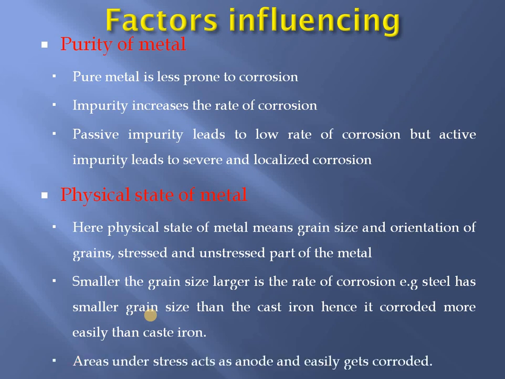In the case of stressed and unstressed parts, areas under stress will act as anode and can easily get corroded, while unstressed areas present on the metal surface will act as a cathode and will not be affected by the process of corrosion.